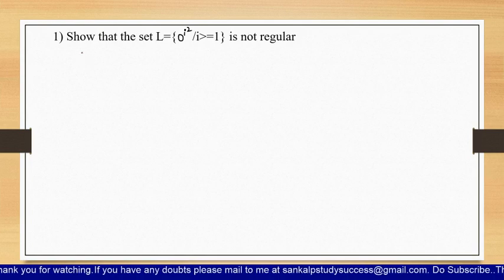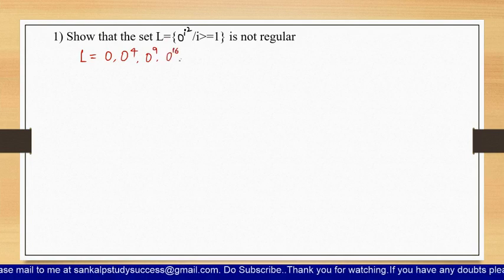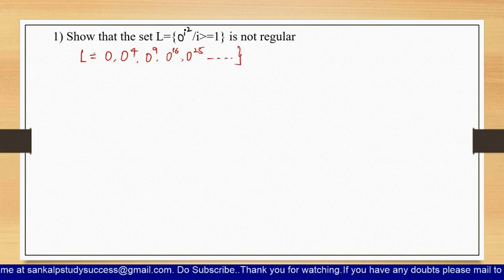So what might be the strings which are generated from L? This is I square. If you substitute 1, then 1 square is nothing but 1, so we get only one 0. If we substitute 2, we get 4 zeros, that means 0 power 4. Then if we substitute 3, we get 0 power 9. If we substitute 4, we get 0 power 16, 0 power 25 and so on. Like this we are going to get the squares, that means perfect squares of the numbers. That many zeros we are going to get.